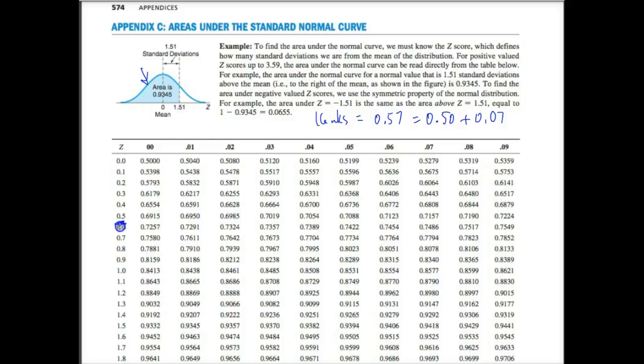So if we go here to the 0.50, and then this is 0.07, if we look down where they intersect, of course this is going this way and this is going this way, we see that we have 0.7157, which tells us that if we can get the project done in 16 weeks, then we have basically a 71.57% chance that we can get the project done.